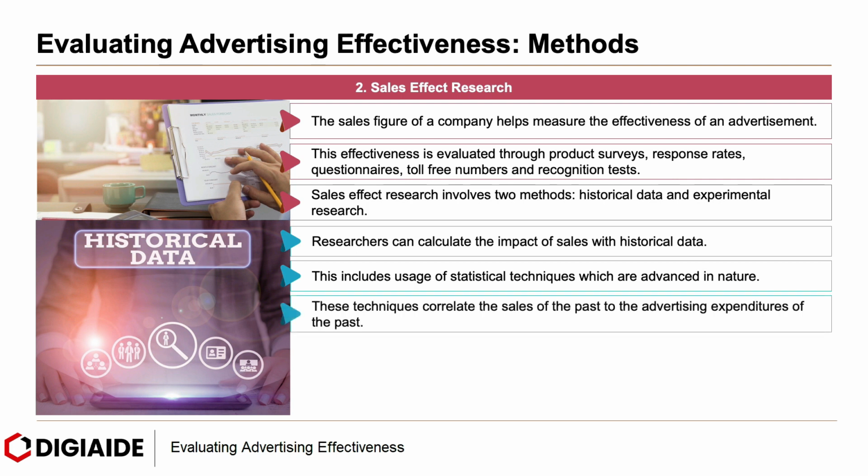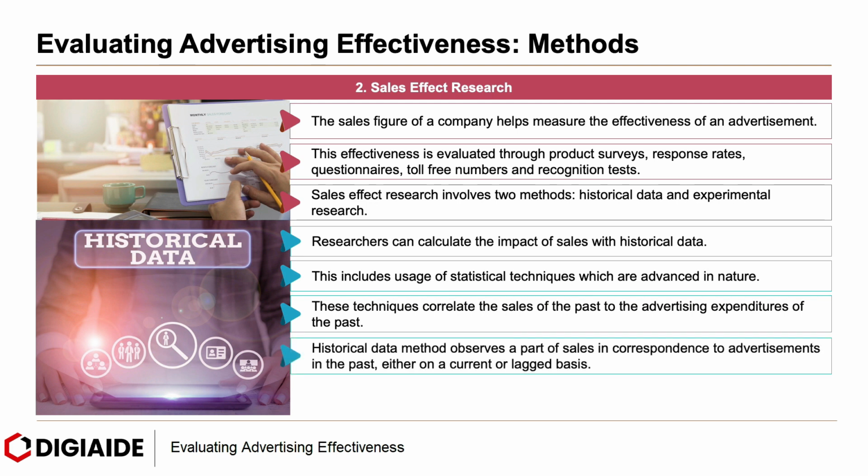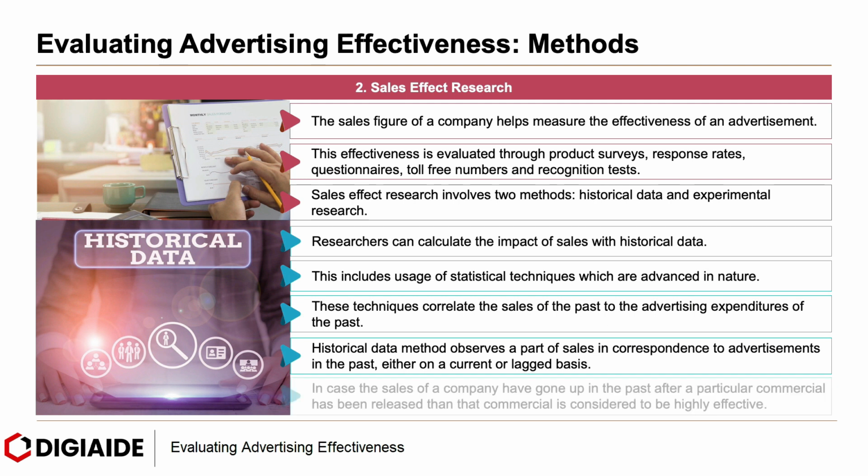These techniques correlate the sales of the past to the advertising expenditure of the past. The historical data method observes a part of sales in correspondence to advertisements in the past, either on a current or lagged basis. In case the sales of the company have gone up in the past after a particular commercial has been released, then that commercial is considered to be highly effective.